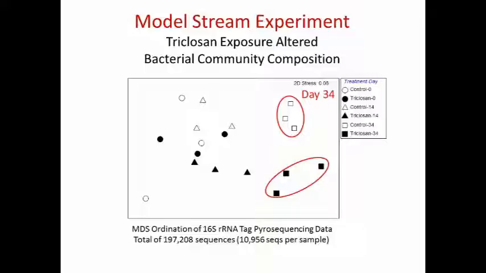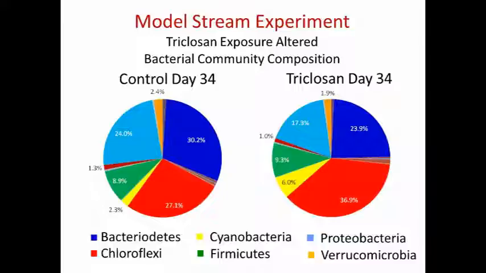So we were really excited about this, right? We were able to use a triclosan amendment to drive an increase in resistance and a change in species composition in these relatively realistic model stream communities. So we can then use the power of sequencing data to look at the actual species composition to see which groups of bacteria are changing. This is just a quick snapshot to give you an idea of the kind of data we can get. This is control day 34. This is triclosan day 34. You can see some of these groups are changing in relative abundance quite dramatically.